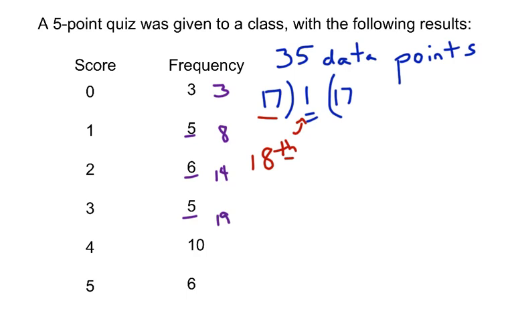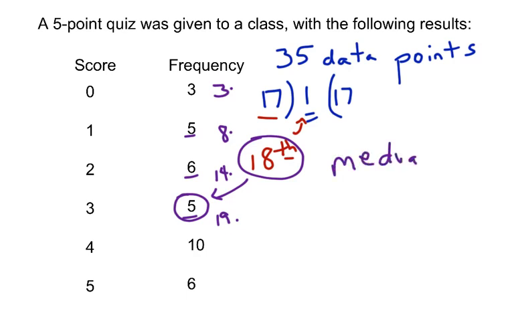So if data points 1, 2, 3, and then 4, 5, 6, 7, 8, and then 6 more gets me to the 14th data point, and 5 more gets me to the 19th data point, counting from the lowest toward the highest, the 19th data point is a 3, and there are 5 of those, which means the 18th data point is also going to be in the group of 3s. So my median for this data set is 3. It's the one right in the middle, and I got there just by counting from the lowest toward the highest till I got to the one that was in the middle.